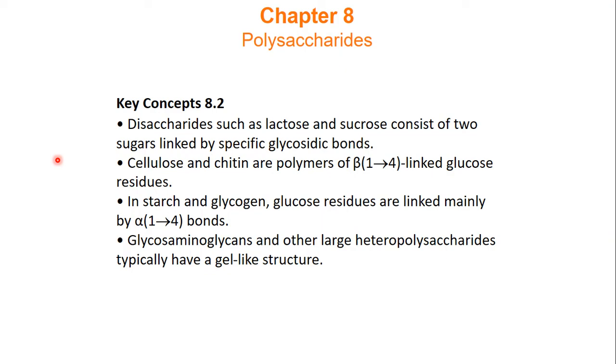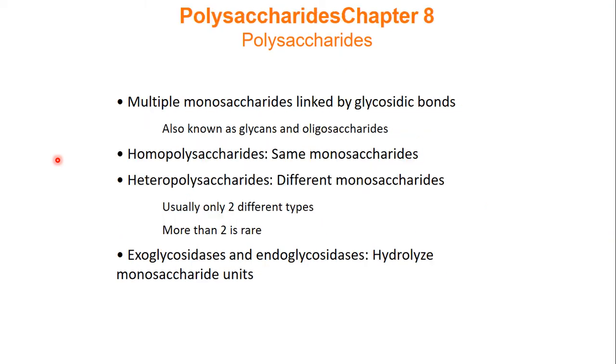In this video, we're going to look over the polysaccharides now. So a polysaccharide is just multiple monosaccharides linked together by a glycosidic bond. These are also known as glycans or oligosaccharides. And you have two different types of polysaccharides.